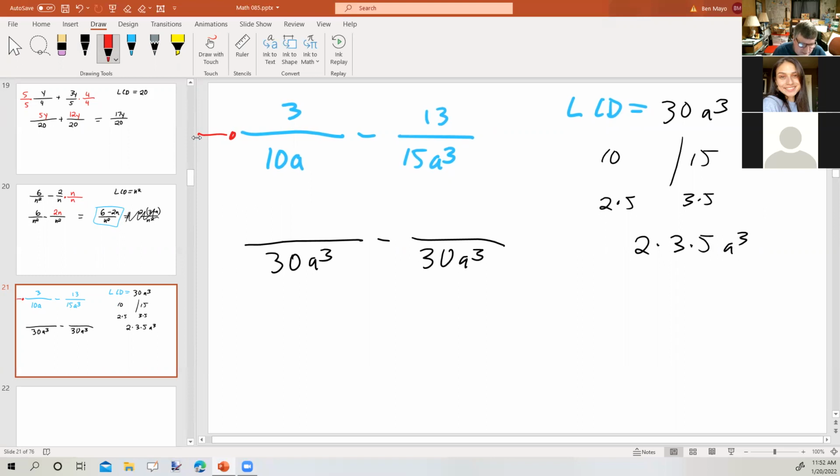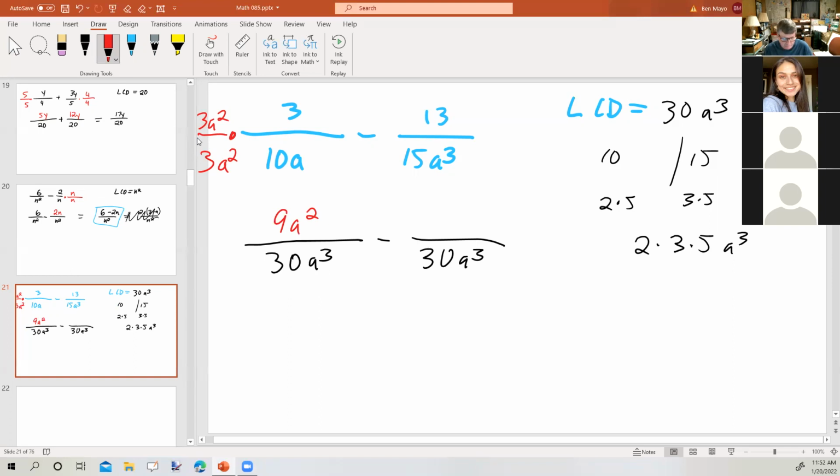What do I need to multiply 10 by to make it into 30? 3. How do I change a into a cubed? I need to multiply by a squared. So if I multiply the denominator by 3a squared, I have 30a cubed, which means I need to multiply the numerator by 3a squared. 3a squared times 3 is 9a squared. So I've taken 3 over 10a and built it up to 9a squared over 30a cubed.